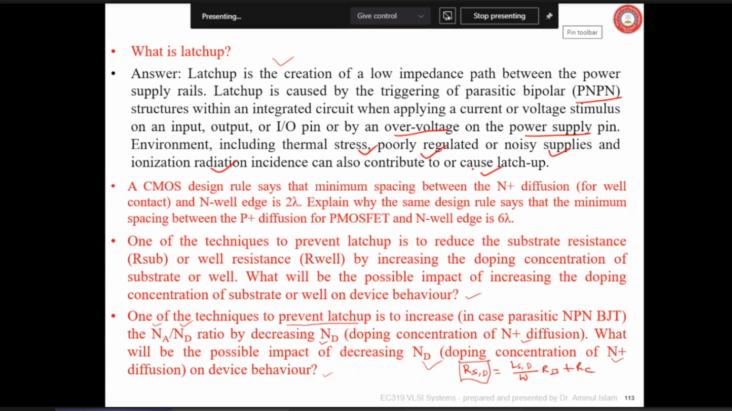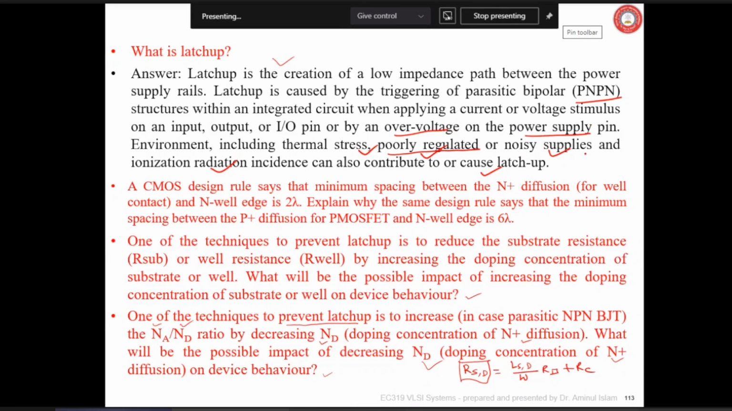So what if your power supply, whatever VDD you are connecting to the circuit, is not regulated properly? It should be a constant value. If it is not regulated, then it may be fluctuating more or less.